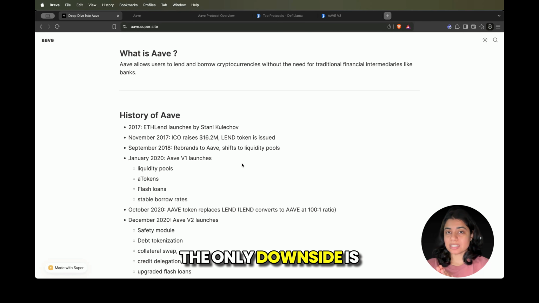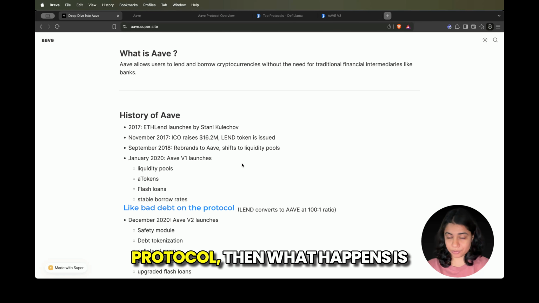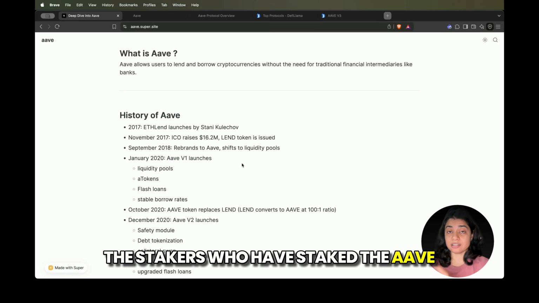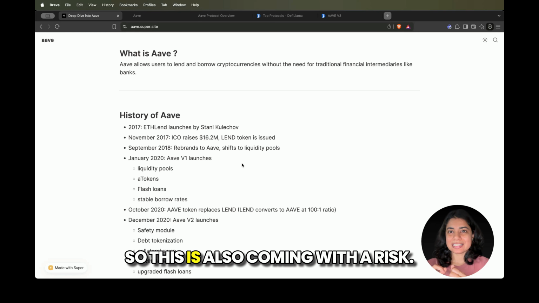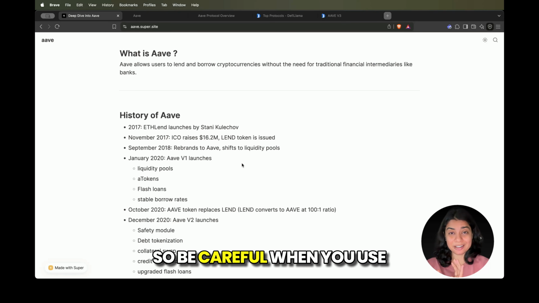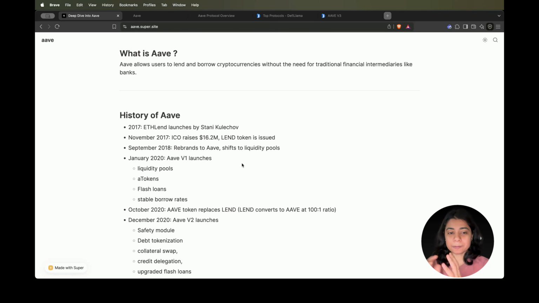The only downside is in case there is a shortfall, if something happens in the Aave protocol, then what happens is the stakers who have staked the Aave tokens, their tokens will be slashed. So this is also coming with a risk. So be careful when you use the safety module of the risk that is involved in it.